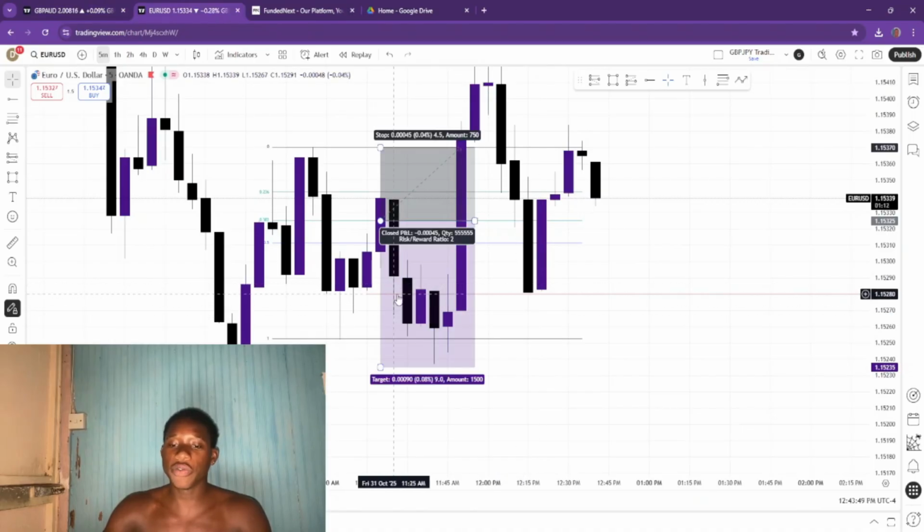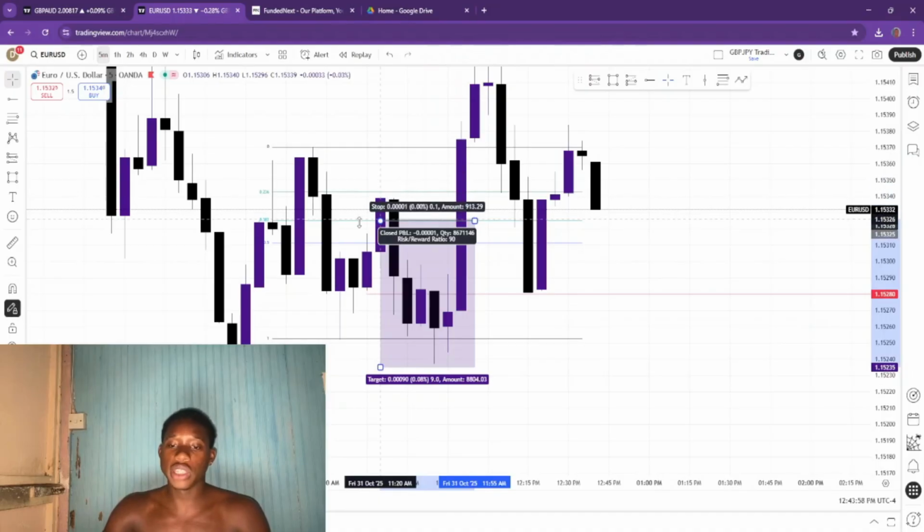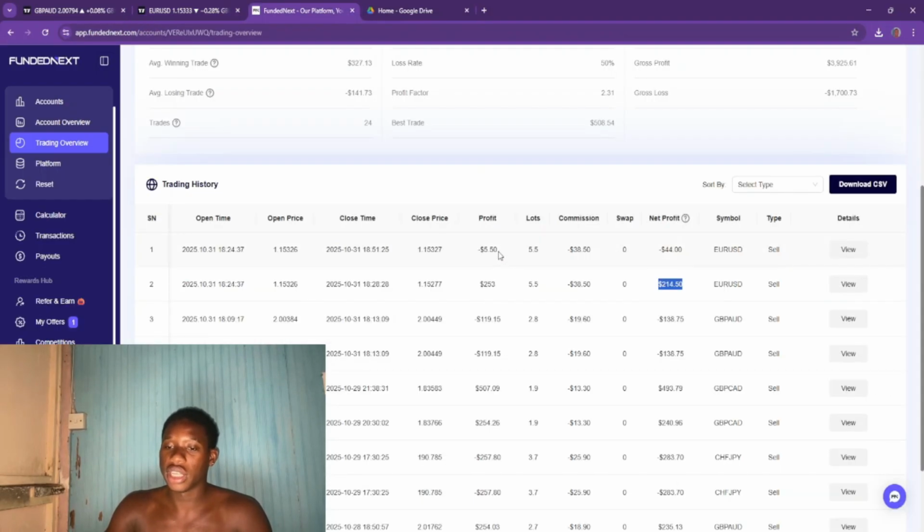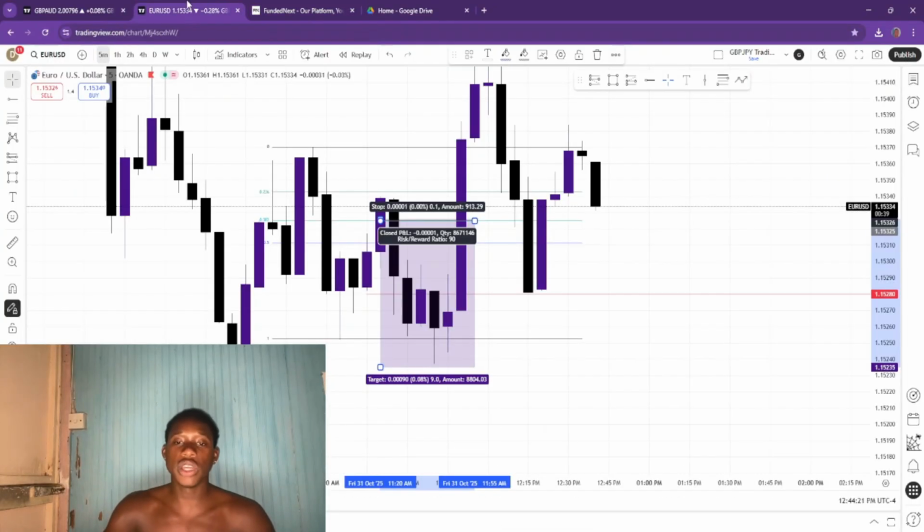So it hit our take profit one, it went down lower, it almost hit our take profit two, and then it reversed. It didn't hit our stop loss because when it hit our take profit one, my rule is that I move my stop loss to break even to prevent any further losses. So we're cashing in on our profit basically. It went back up and hit the break even, which explains that right there. Profit negative $5.50. After commission, it was like negative $44. So yeah, that's how today went.